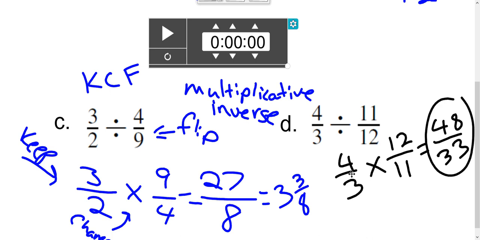It would be keep 4/3, and then division, change to multiplication, and then flip, so it would be 12 over 11, which would be 48 over 33, which actually you could simplify. I realized that later. I think you could divide both by 3. All right, but you get the idea, right? Keep, change, flip, and then we're going to move on to the next page.